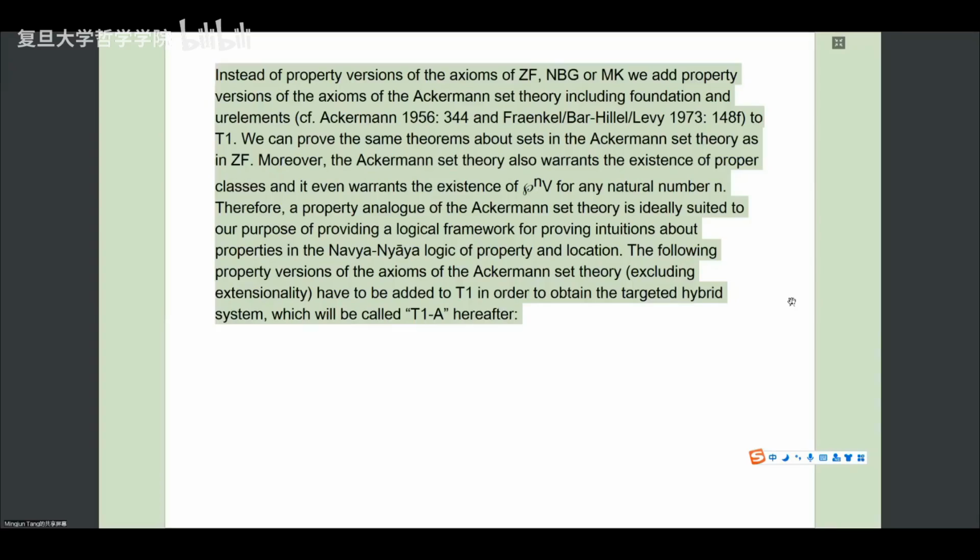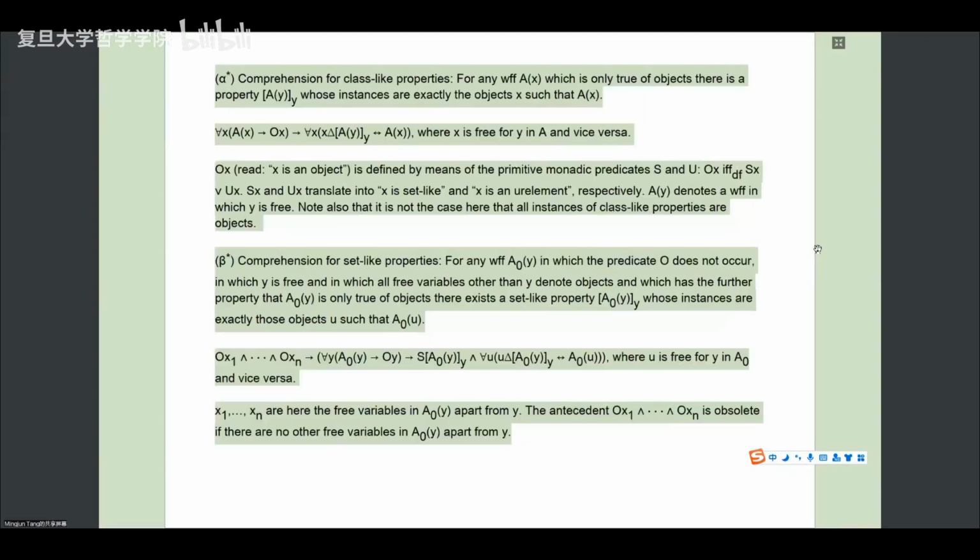Therefore, a property analog of the Ackermann set theory is ideally suited to the purpose of providing a logical framework for proving intuitions about properties in the Navier logic of property and location. And the following property versions of the axioms of the Ackermann set theory, excluding extensionality, have to be added to T1 in order to obtain the targeted hybrid system, which I will call T1A hereafter. So this is T1 plus these new axioms, which we get now on the new slide. So we can move on.